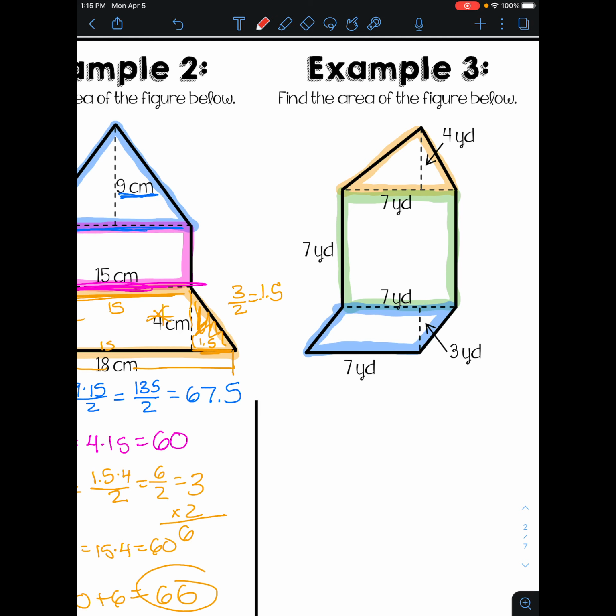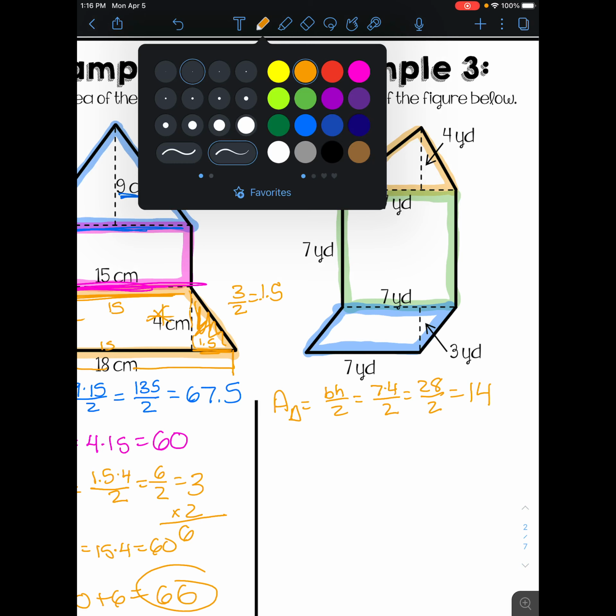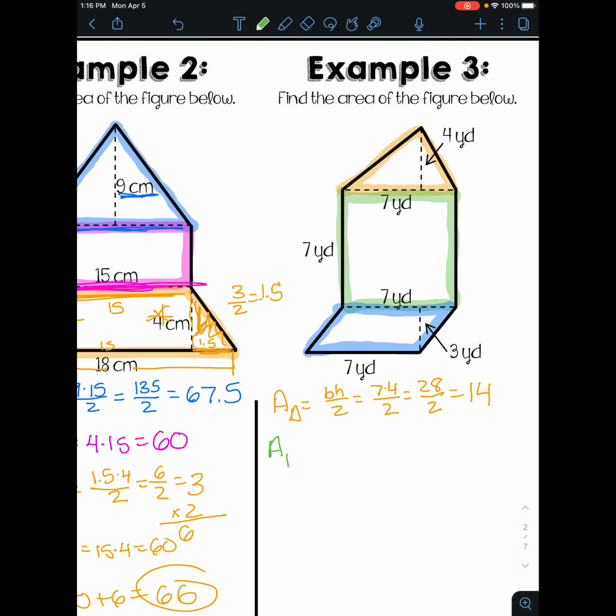All right, let's start out with our triangle on top. So we have base times height over 2, which is then 7 times 4 over 2, 28 over 2, which is then 14. Then we have our rectangle in the middle, which is base times height, which in this case it actually isn't a rectangle, it's a square. I didn't even realize because it's 7 by 7. So 7 times 7, which is 49.